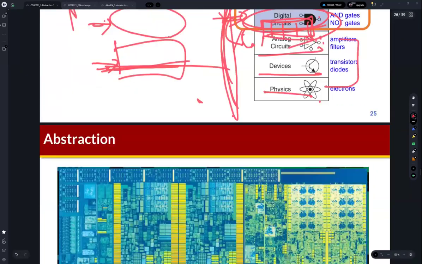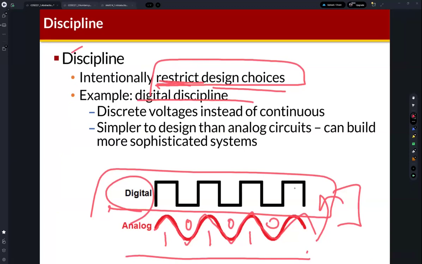We just know how to use the handle or accelerator pedal, but we don't know the details of the car system, right? And then discipline means intentionally restricting design choices. It is because the real-world system is very complex, so we restrict some design choices. An example is digital design. Even though the real signal is very complex and is an analog signal, we just understand it as 1 and 0, so the signal level and data representation are restricted.